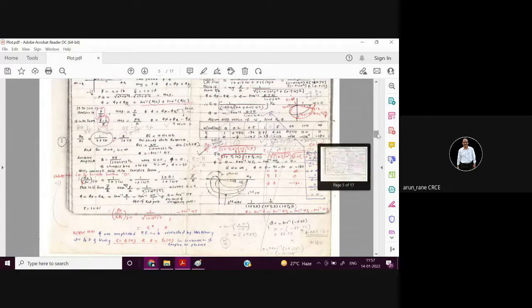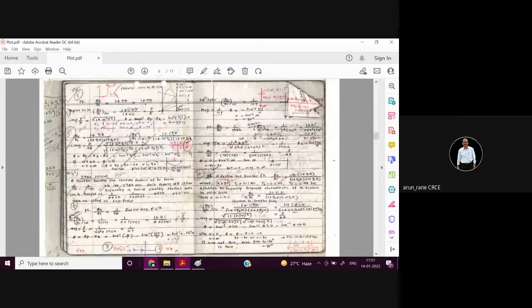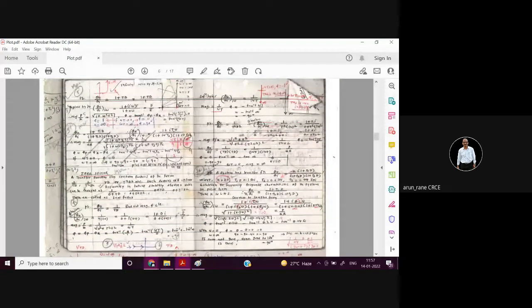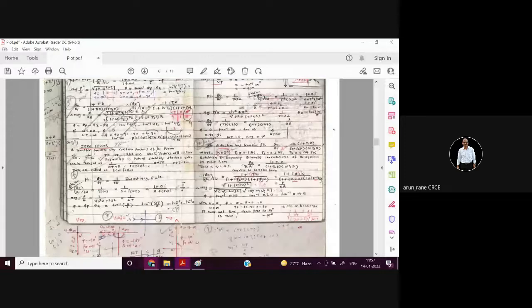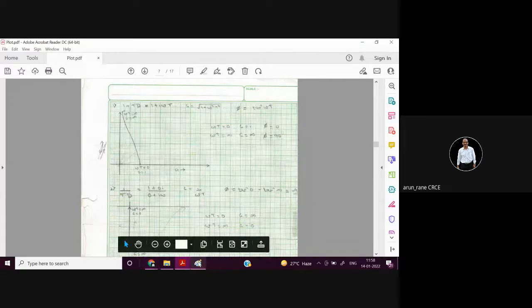Let me see one example. Now let us start with some simple example. Let's say your transfer function is 1 plus tD. Shall I erase this?